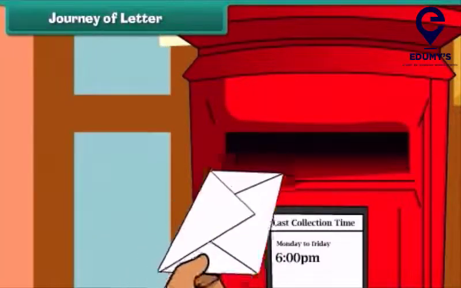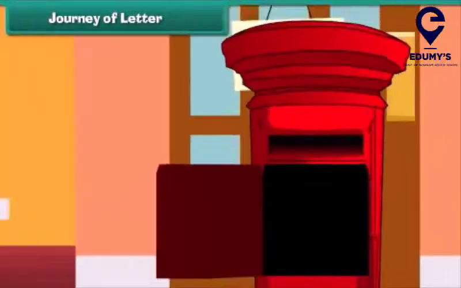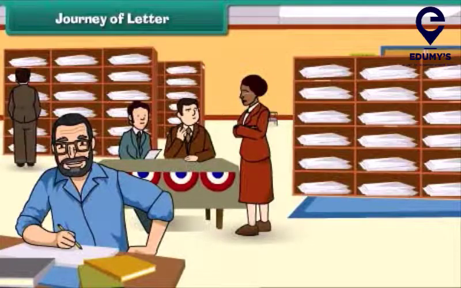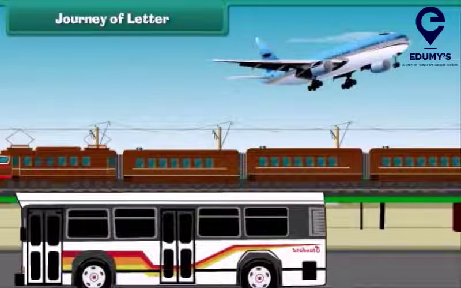You then drop the letter in a letter box from where the postman collects all the mails and takes it to the post office. This is a post office. Here, all the letters are sorted and packed in bags according to the place they are to be delivered. Train, bus, or airways then take the separate bags of letters to their destined places.